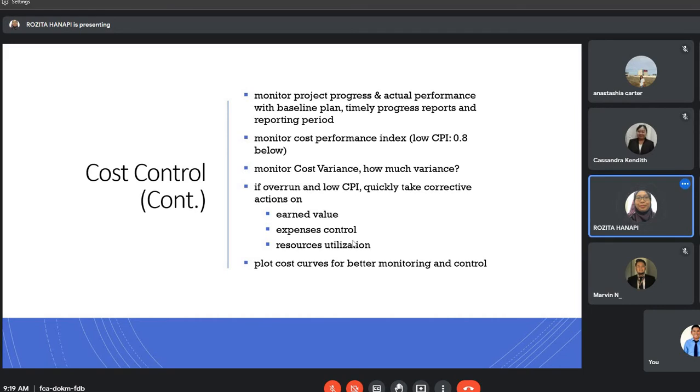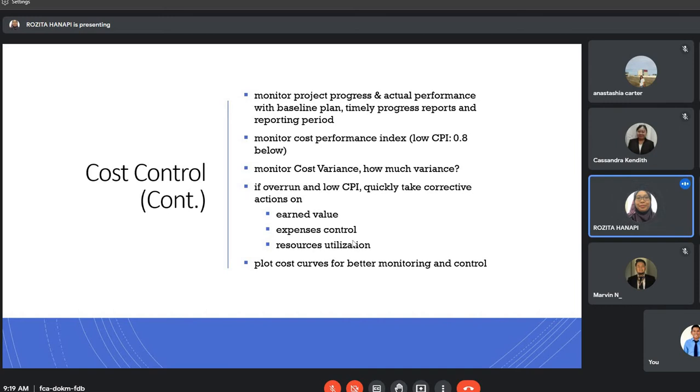Okay. Monitor the cost variance, the difference between the earned value and the actual cost. Okay. And if an overrun and low CPI happen in the project, then corrective action needs to be taken on the earned value, the expenses control, and also the resources utilization.